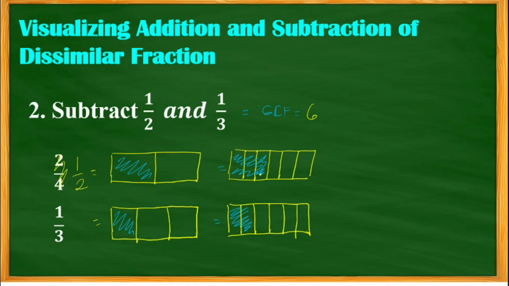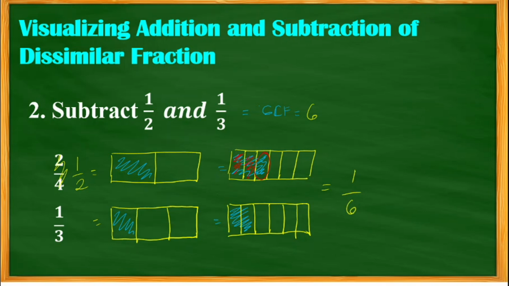Now, we have the same number of equal parts in the first factor and the second factor. Now, let's combine. If we have the double shaded region, we are going to put this one. So now we have one double shaded region. So therefore, the final answer would be 1/6.